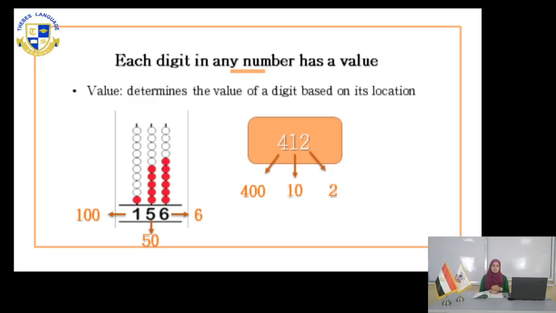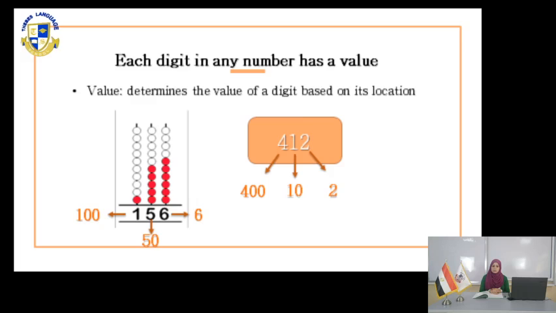Let's look at 412. Listen to how you can read the number 412. The 2 is still 2. The value of the 2 is 2. The value of the 1 is 10. The value of the 4 is 400. So the number is 412.